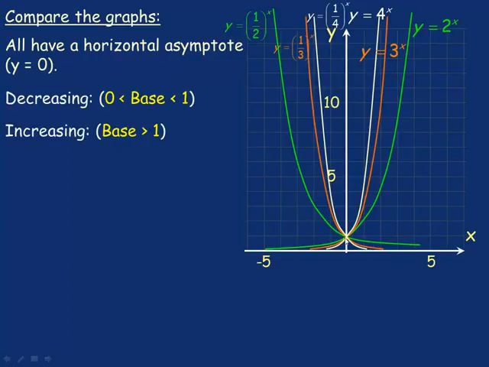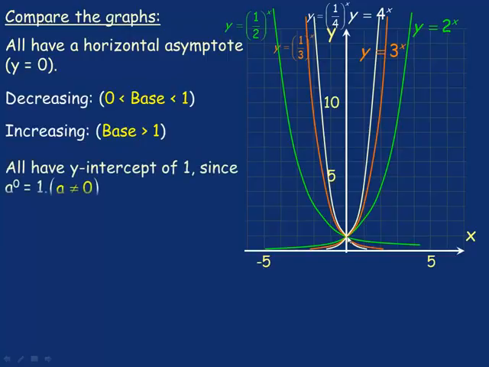Now notice that they all go through the y-axis at the same point. So they all have a y-intercept of 1, since a to the power 0, whatever the base a is, whether it's 3 or 2 or 4 or a half or a quarter, always equals 1. The only exception is you can't evaluate 0 to the power 0. That's why this restriction is listed here. Otherwise, they certainly all have a y-intercept of 1.